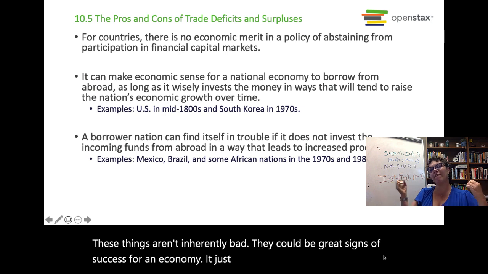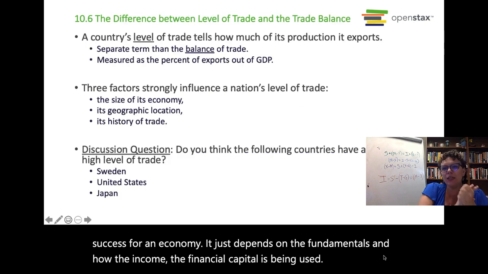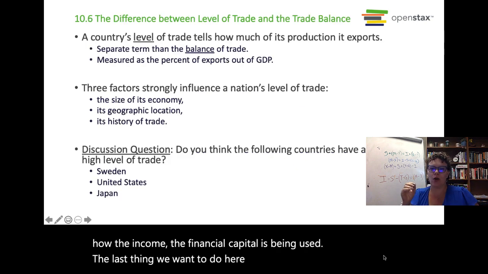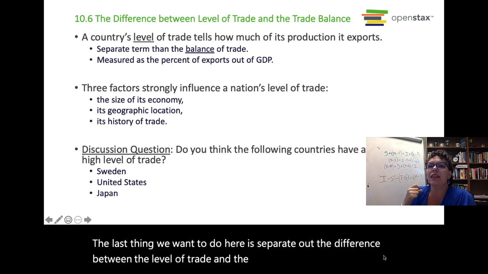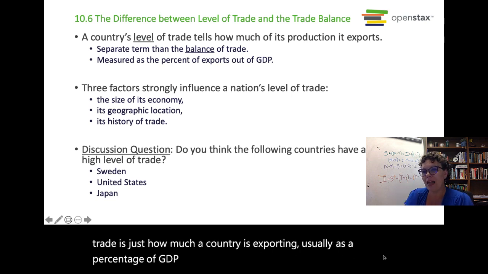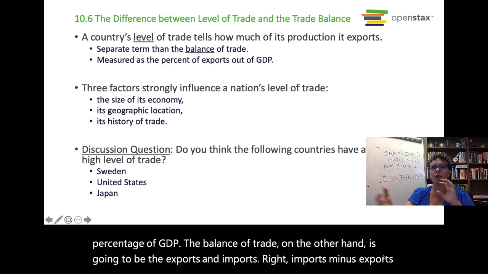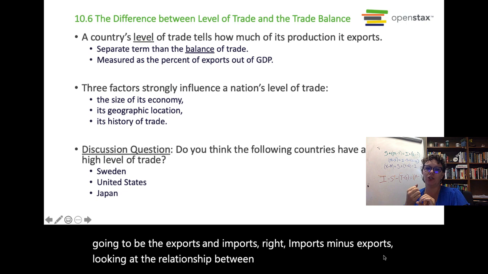It just depends on the fundamentals and how the income, the financial capital, is being used. The last thing we want to do here is separate out the difference between the level of trade and the balance of trade. The level of trade is just how much a country is exporting, usually as a percentage of GDP. The balance of trade, on the other hand, is going to be the exports and imports, right? Imports minus exports, looking at the relationship between exchange with other countries.